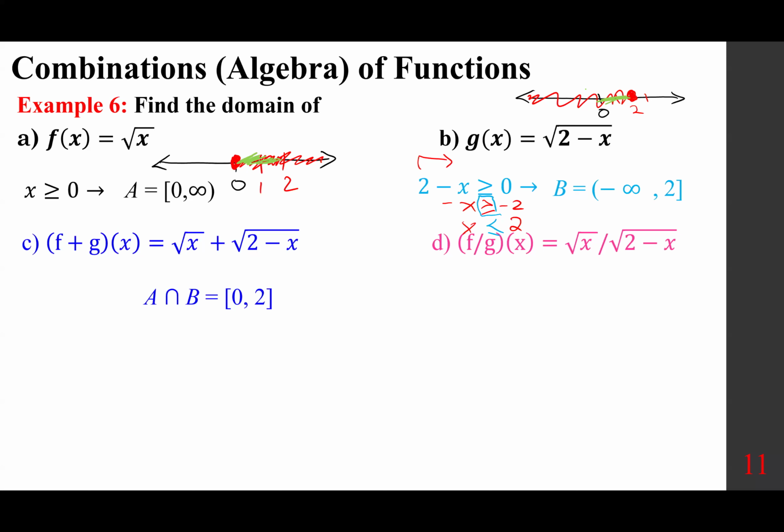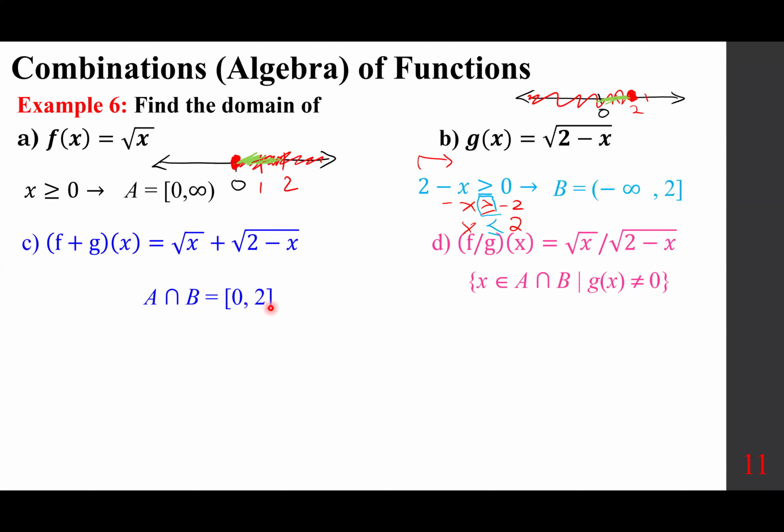All right, so that's what's in common. What about this part? This one is the same as this one. However, remember, the denominator, which is square root of 2 minus x, can't be 0. So we write x is an element of A intersection B, intersection of events, such that g of x, the denominator, can't be 0. So what makes this 0? 2. So x can't be 2.